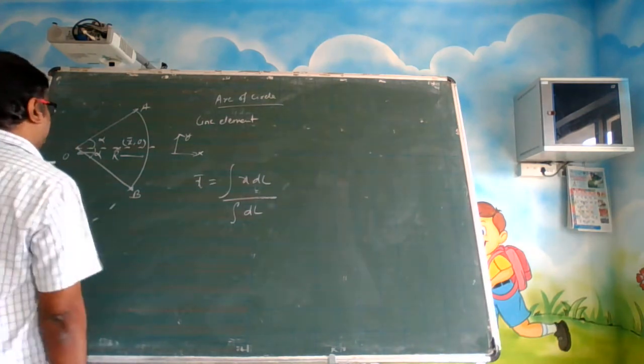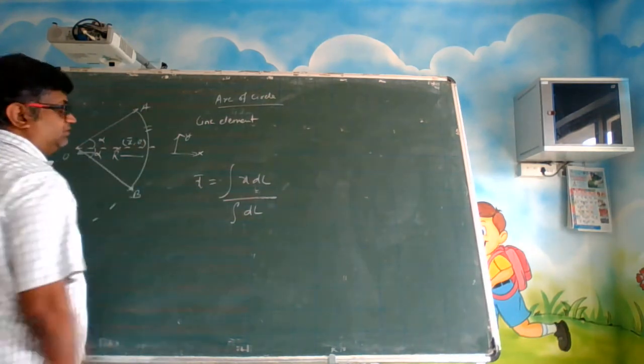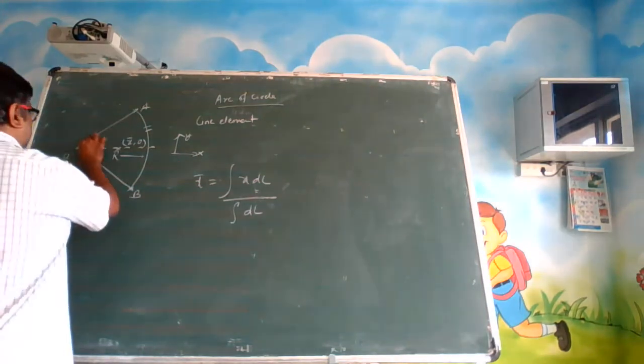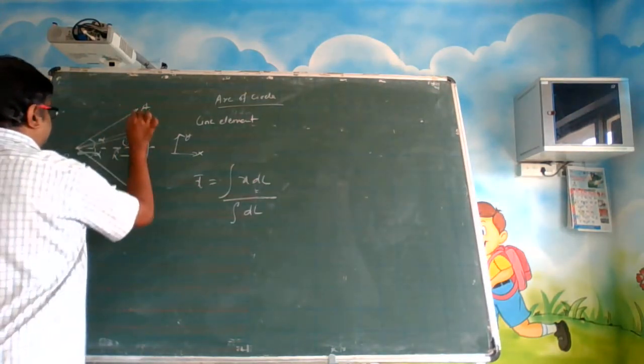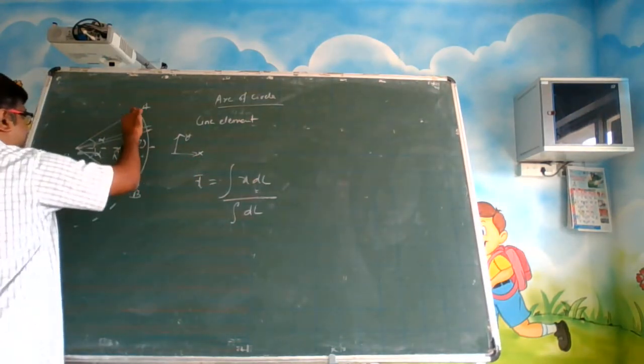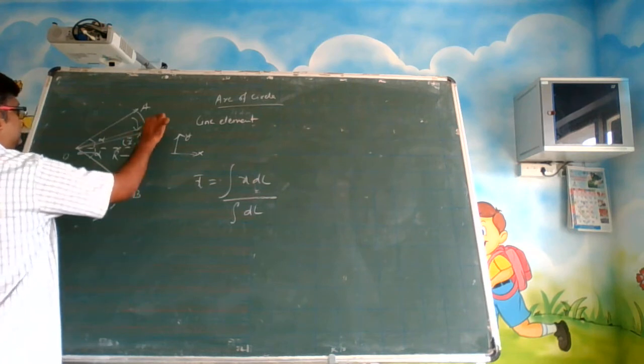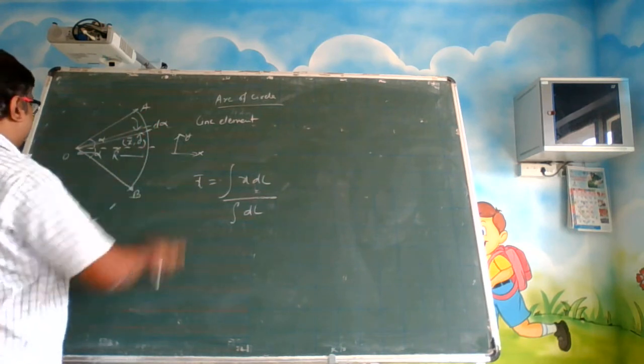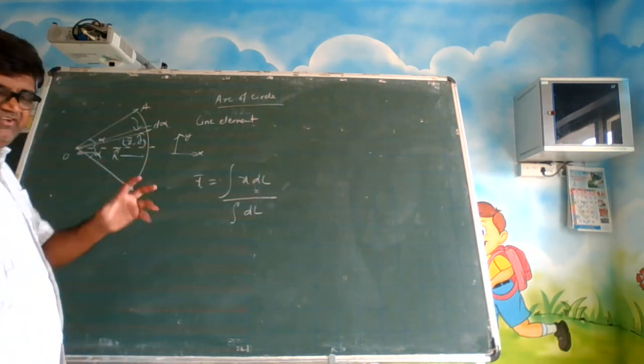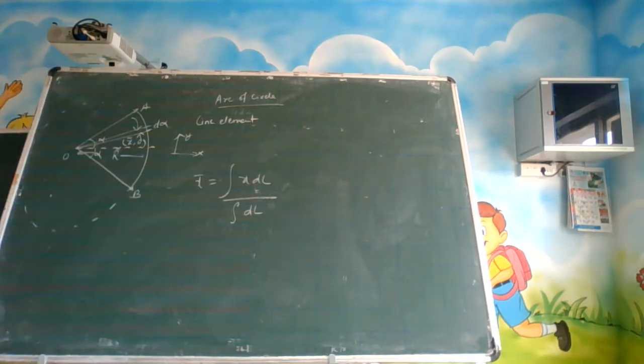So here, how are we going to proceed? We are going to take a small element like we did yesterday. So this is that element. What is the angle this small element makes here? It will be making d alpha. If this is alpha, then this will be d alpha. Very small angle.